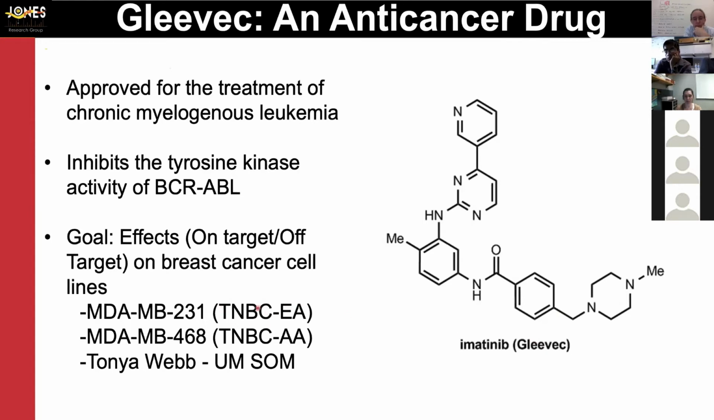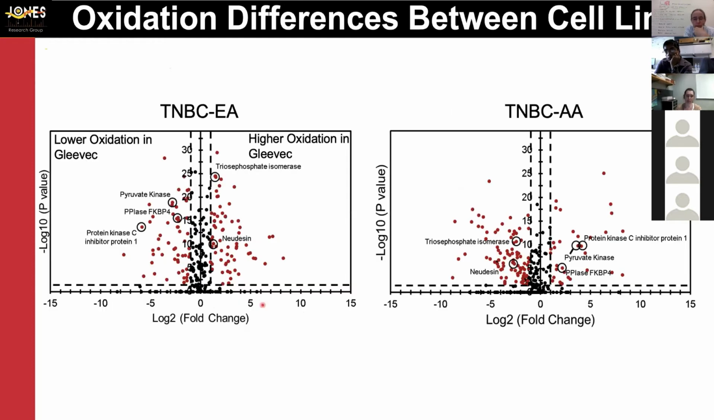In each cell line, we did in-cell FPOP with and without drug, and then did a comparison. So first we looked at the global oxidation changes with this volcano plot. This is just a fast way to see everything that's changing. You see some proteins had lower oxidation after Gleevec treatment, some had higher oxidation, so they are changing in response to the drug, and we see that in both cell lines.